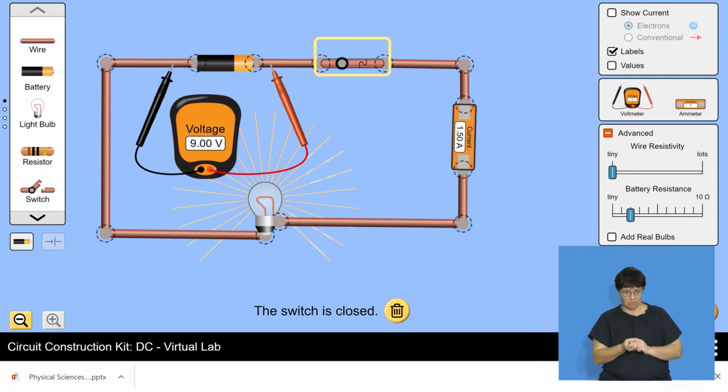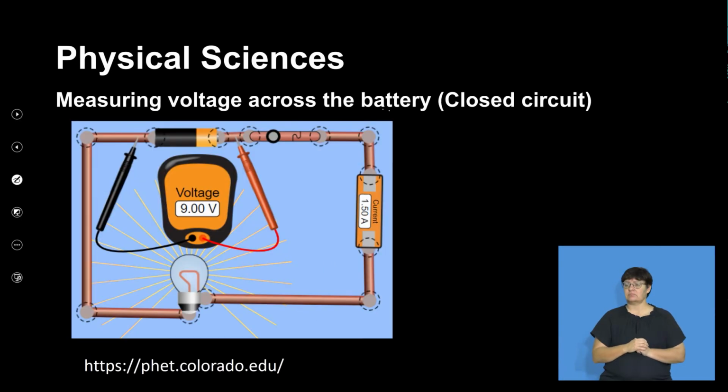The moment we close the switch, we realize that there's a drop in the reading of voltage across the battery, while now there's a current of 1.5 amperes. Now, we will go back to our slide and talk the science behind that.